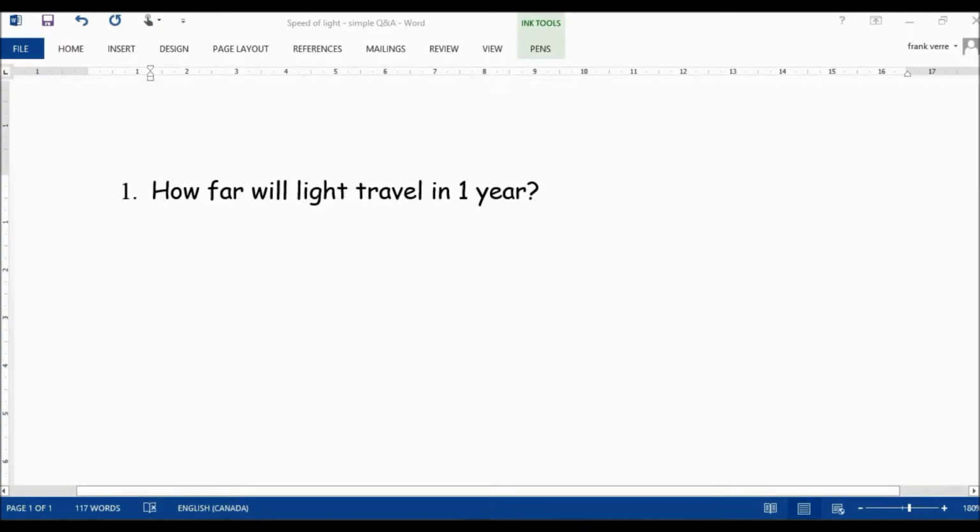We're going to do some basic, simple speed of light questions, and here's our first question. How far will light travel in 1 year? Okay, so first off, the formula for speed is d equals v times t. Now, the speed of light for a vacuum, the symbol would be c, which stands for 3 times 10 to the 8 meters per second.